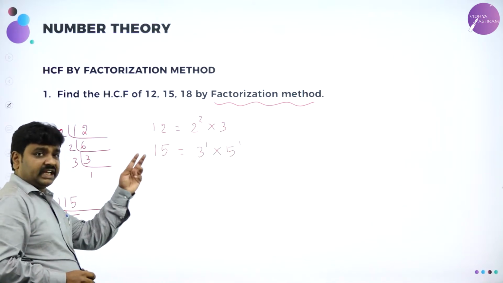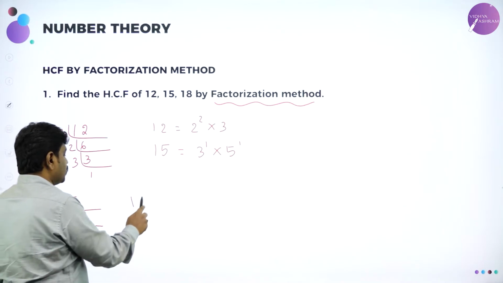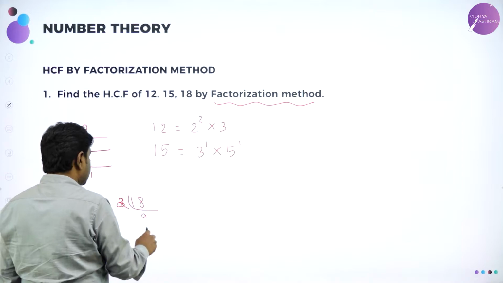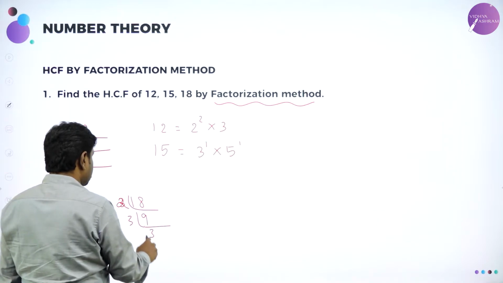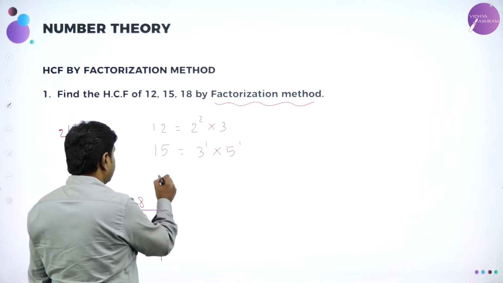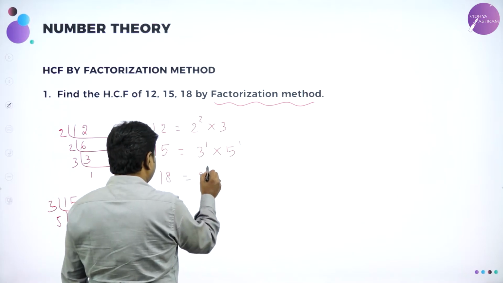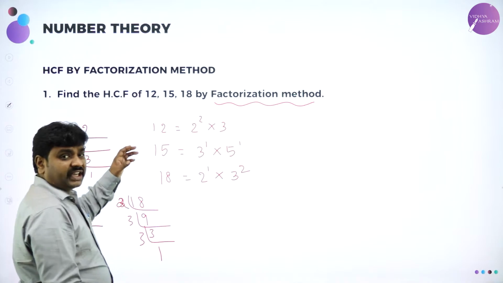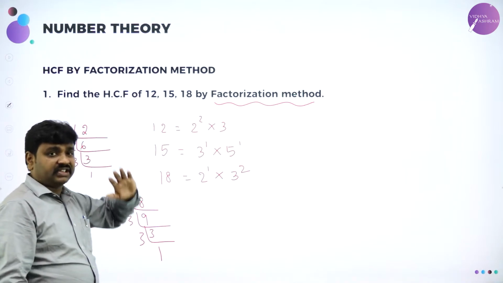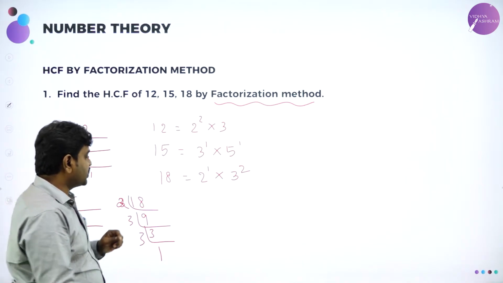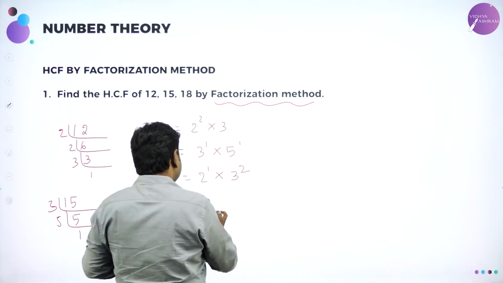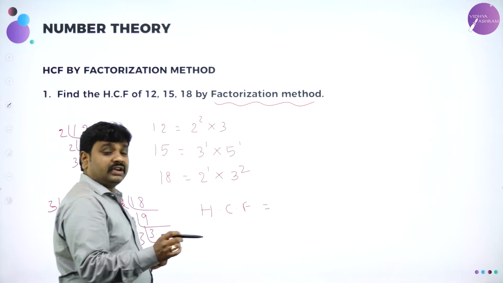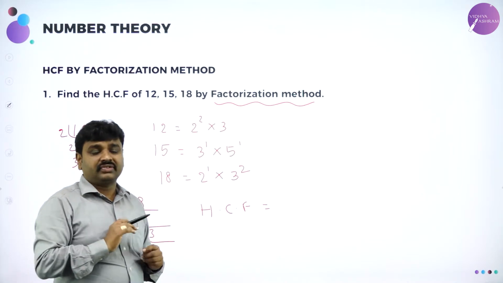Then we have 18. Similarly, write 18 also in terms of prime factors. That is, start with 2, 2 9s; and 3 3s, 3 1s. I can write 18 as 2 power 1 into 3 power 2. So, write the given numbers as product of prime factors. Now, HCF is simple. HCF is the product of least powered common factors.